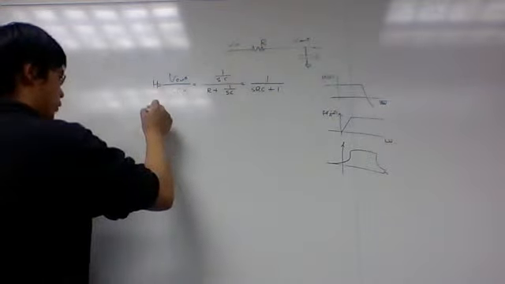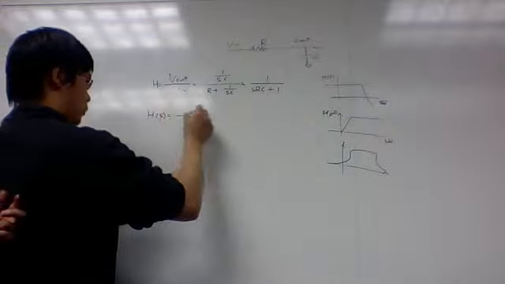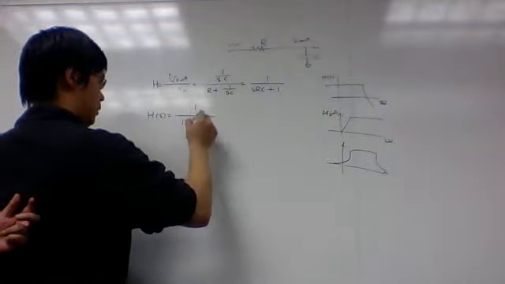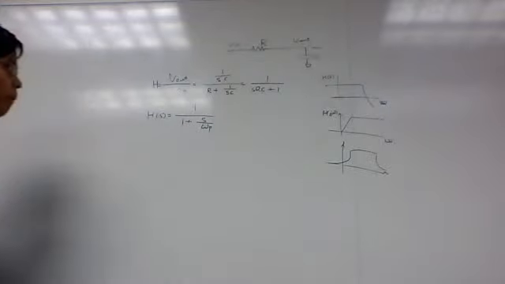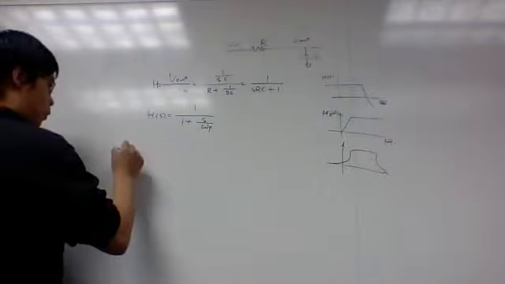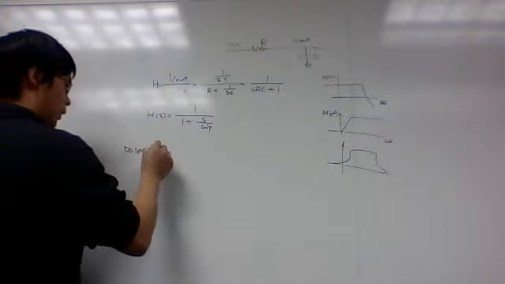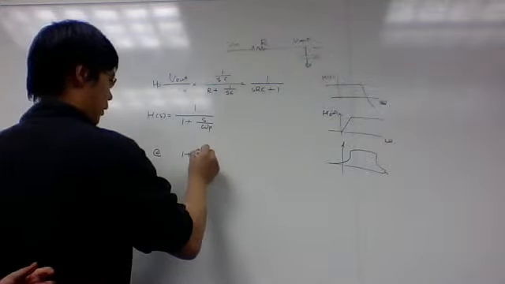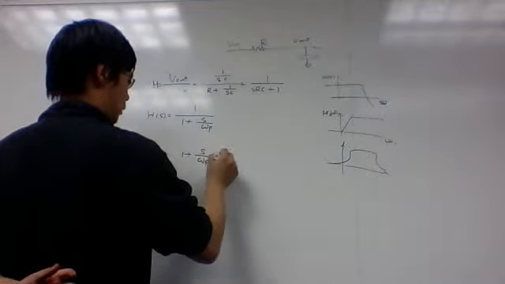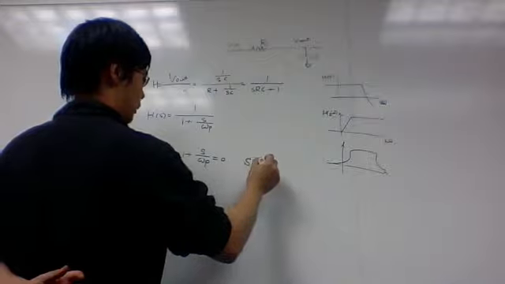we usually can write H of S equal to 1 over 1 plus S divided by omega P. Okay. We call this a pole, and the pole location is at where? So that means 1 plus S divided by omega P is 0, so S is equal to minus omega P, right?